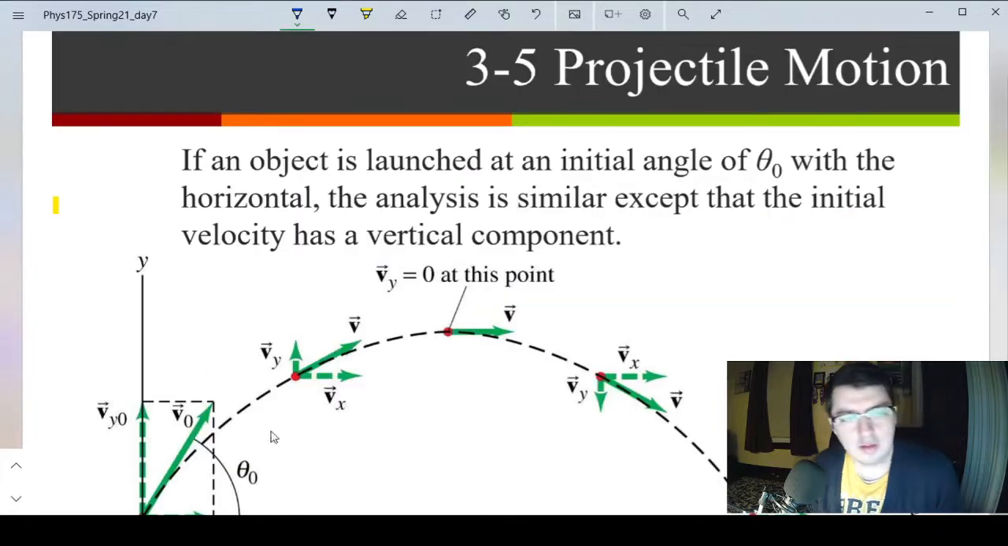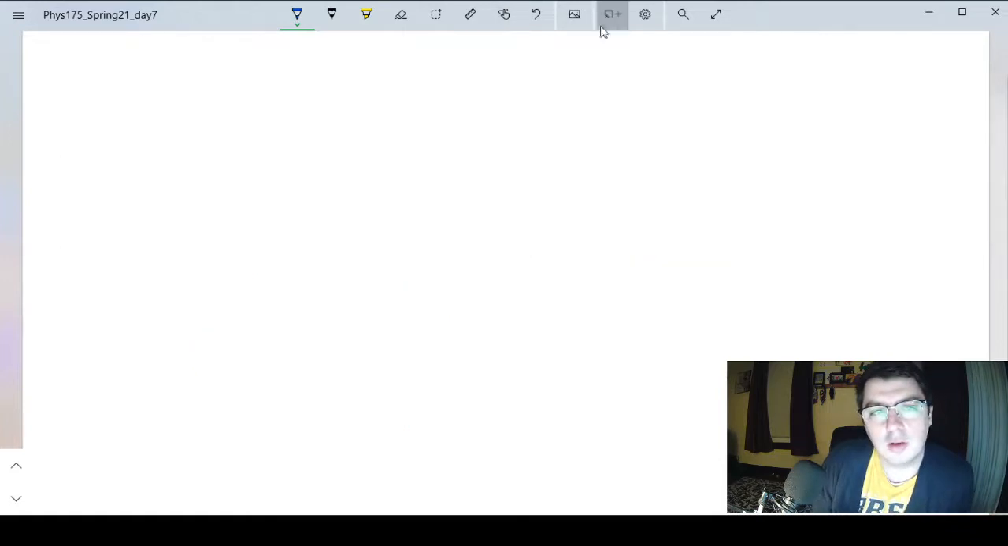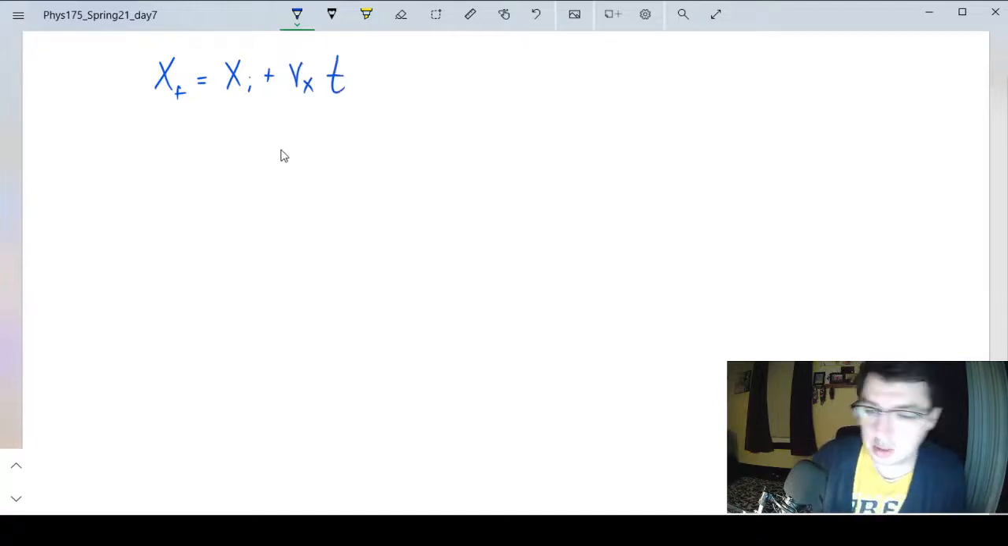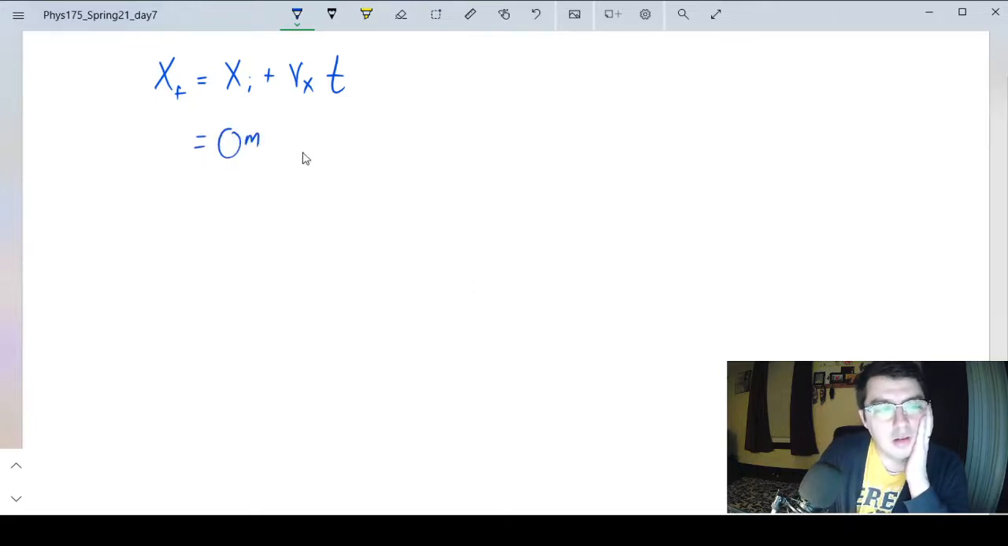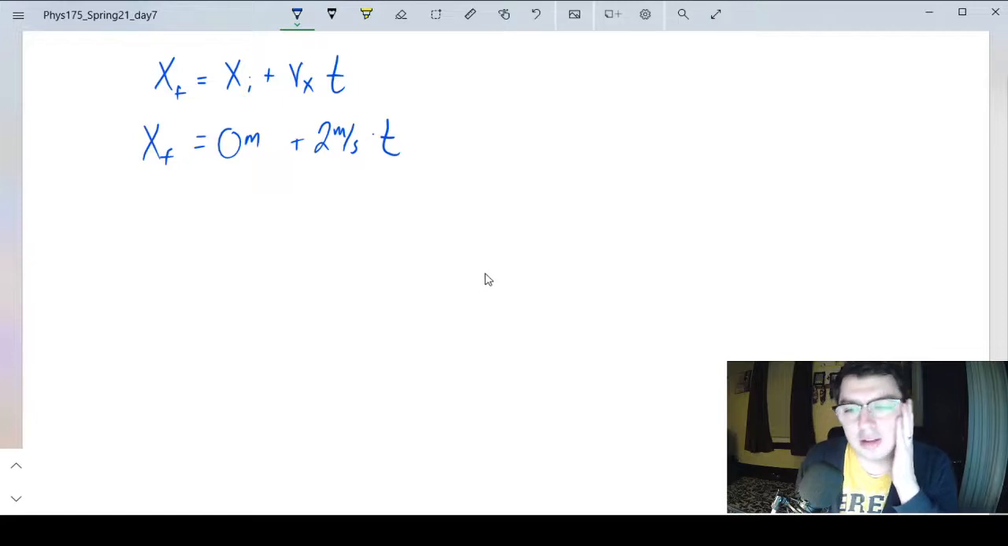So if we look at the relationships that we have, this is similar to what we did on Friday, right? It seems like a sensible place to start to say, well, I'm asked for, in part B, where it lands, x final. So let's look at this relationship for the motion in the x direction. Well, I don't have anything to go on here, do I? I don't have enough. I know 2 meters per second. I know I start at 0. But I need to find the time, and I don't have x final. Okay, so we've got to set this one aside.